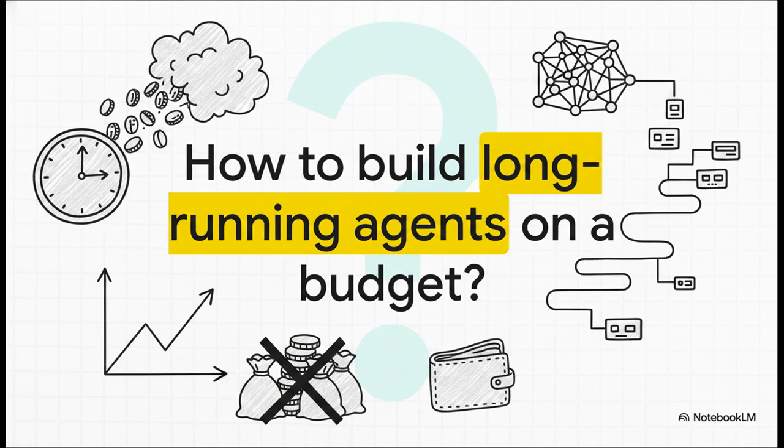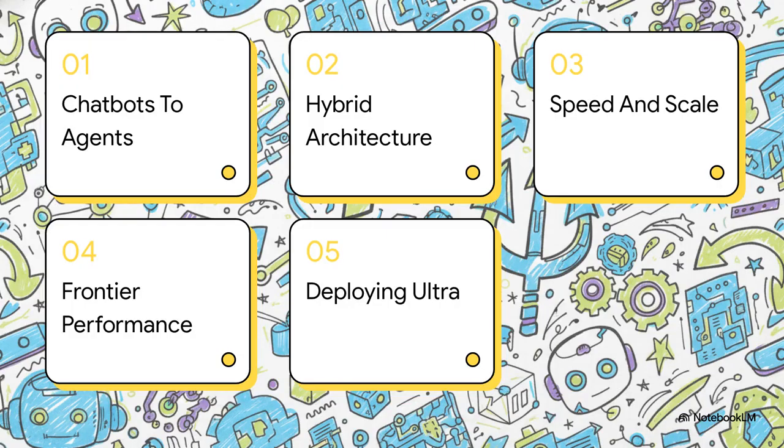As these AI tasks stretch out for hours and the tokens pile up into the hundreds of thousands, how in the world do you keep compute costs and memory usage from just spiraling totally out of control? I mean, if you use a massive, dense model for every single step of a marathon task, your budget is going to evaporate. So here's our roadmap for the next few minutes. 1. From chatbots to agents. 2. Unpacking the hybrid architecture. 3. Built for speed and scale. 4. Frontier performance and benchmarks. And 5. Deploying the Ultra model.